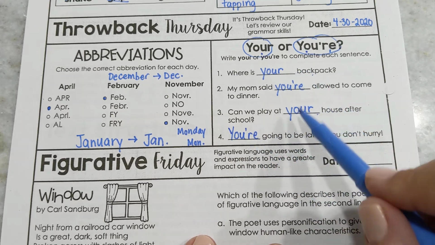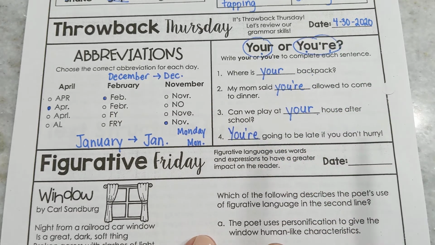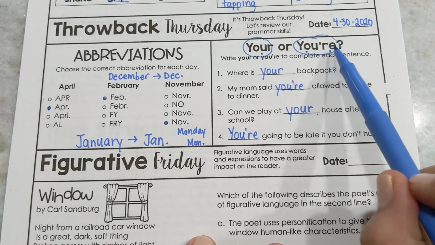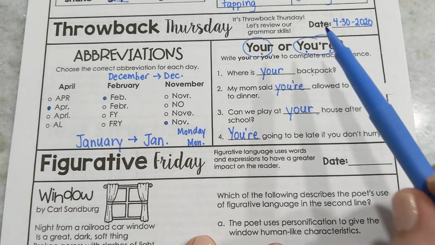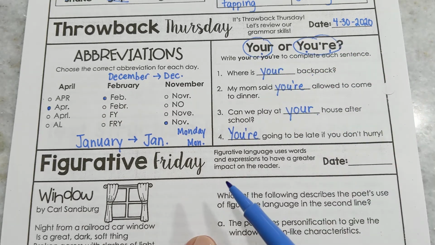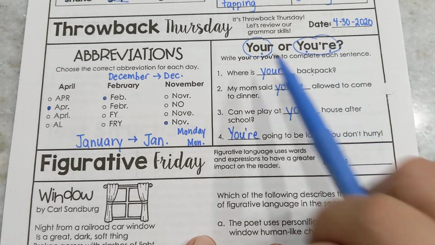So those are the questions that you're going to need to ask yourself when you're choosing which form of this word to use. Am I replacing it with you are? If I replace it with you are, does it make sense? If not, am I showing possession? All right, those are the questions you have to ask yourself about these homophones.